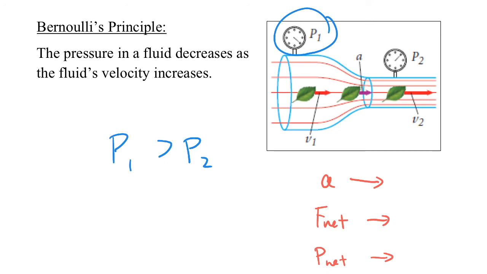So again, unbalanced pressure: more pressure behind, less pressure forward. So an unbalanced pressure causes the water to speed up. Unbalanced pressure causes net force, causes acceleration, makes the velocity increase.